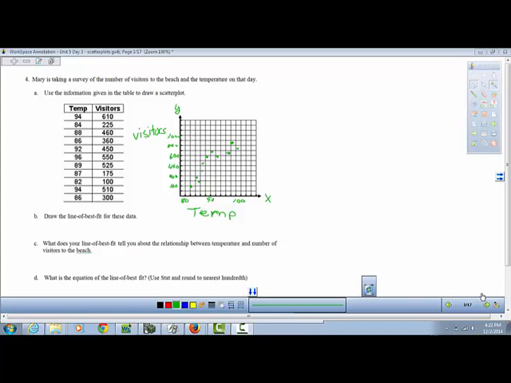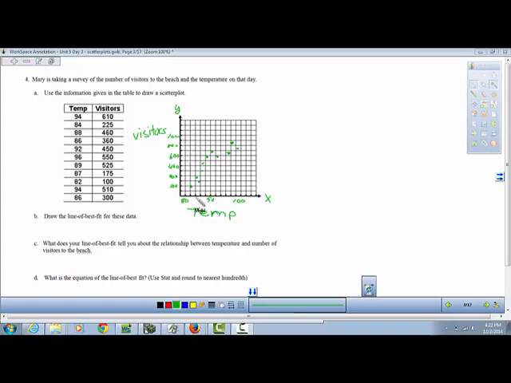Okay, so Mary's taking a survey of the number of visitors to the beach and the temperature on that day. Use the information given in the table to draw a scatter plot. So I kind of just randomly put them on there. That's about what your scatter plot should look like. Visitors are your output, temperature is your input.